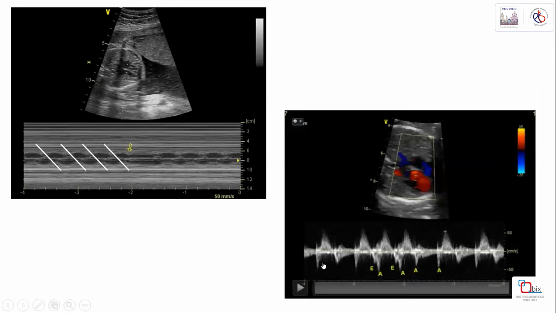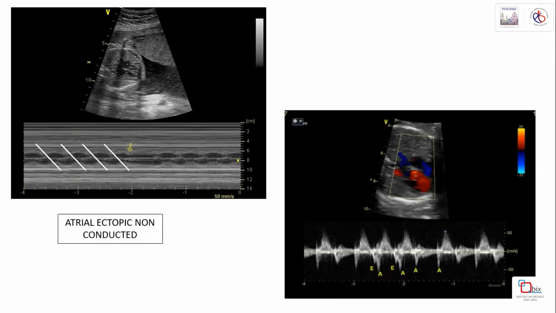And when you Doppler the AV valve, this is what you see. So you see an E and A followed by a V, E and A followed by a V, and then you have the A wave. So that is the premature atrial contraction, which is not conducted. And then you have a premature atrial contraction followed by a V. And very interestingly, after that, you have this EA pause. So likely you have two atrial ectopics, one of which is not conducted, one of which is conducted. So this is atrial ectopic non-conducted.